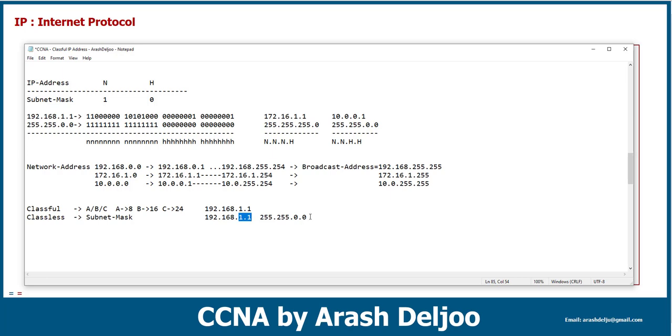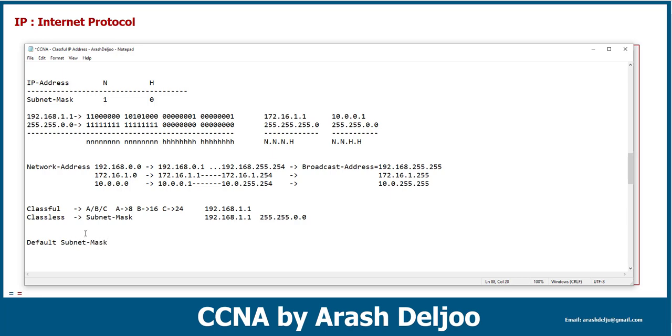Because of that, in classless networks, it is mandatory that we configure the subnet mask. In classful networks, we didn't have this option. Okay, now, what is the default subnet mask? Maybe you will encounter this definition in some cases. Let me talk about that.